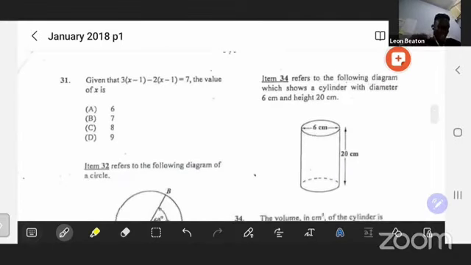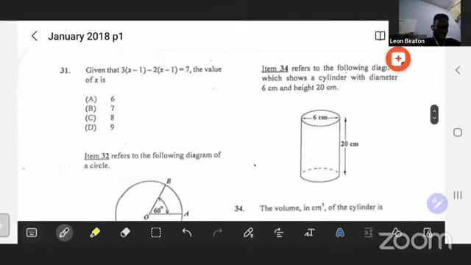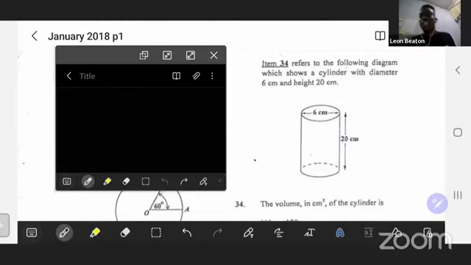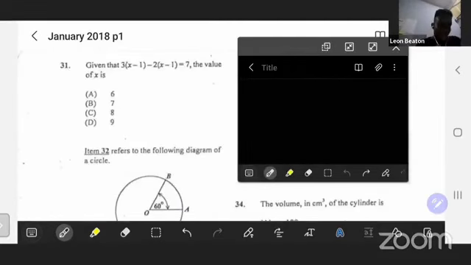So given that 3 open bracket x minus 2 minus 2x minus 1 equals 7, the value of x is... Let me open the note, because it seems as though we'll have to do some simplification. So we have 3 open bracket x minus 1 close bracket minus 2 open bracket x minus 1 equals 7. This is very simple, just some simplification. So we gotta use the distributive law here. We distribute the 3 throughout here.